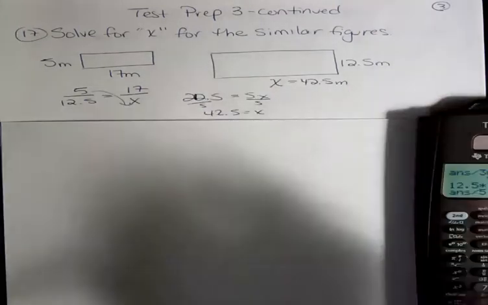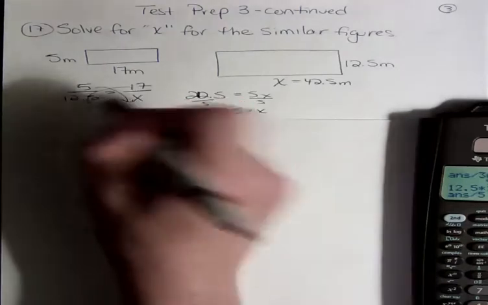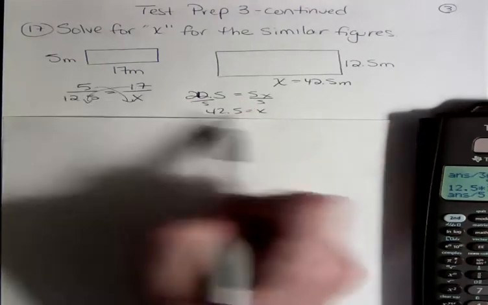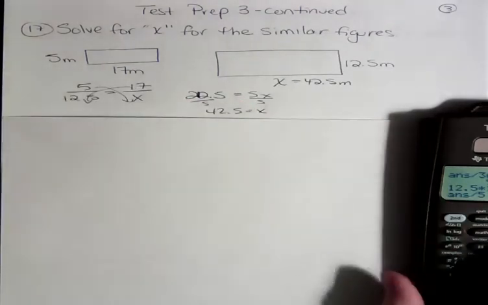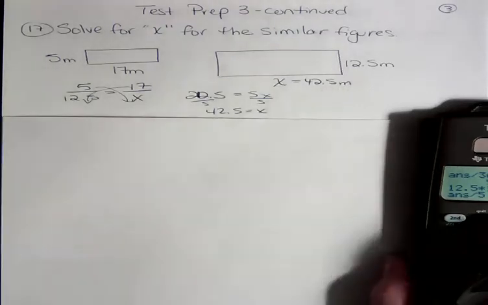And that would be meters, just like the other one. So it's a very simple multiply your means, multiply your extremes, and then divide by your coefficient. You just have to make sure that you get the right sides corresponding.